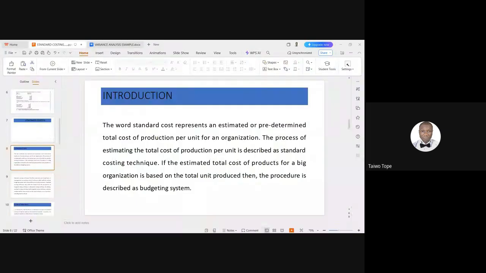And one thing with standard costing is that it aids in efficient budget management, efficient budgeting. Because you have a guide already, and the guide is your standard. So you always make sure that you work to see how you can achieve your standard. And this will in a way help management in decision making. And once the set standard is achieved, it will be a motivation for the employees of the organization.